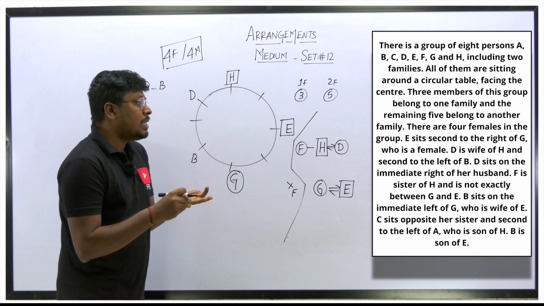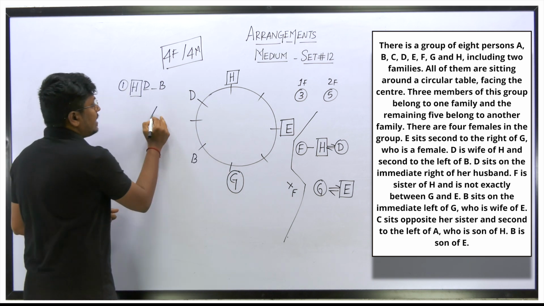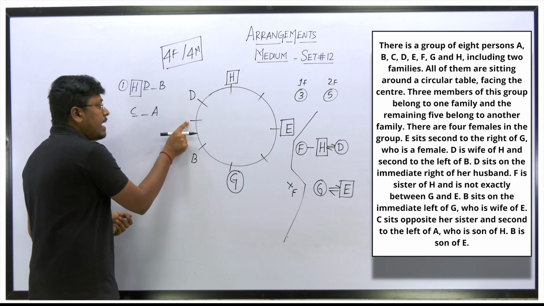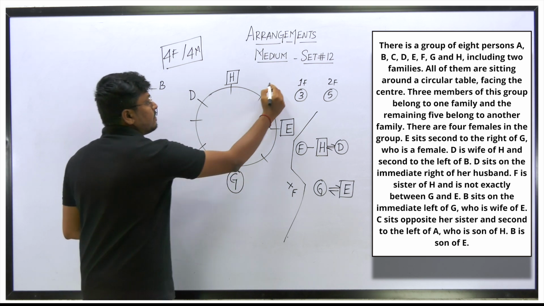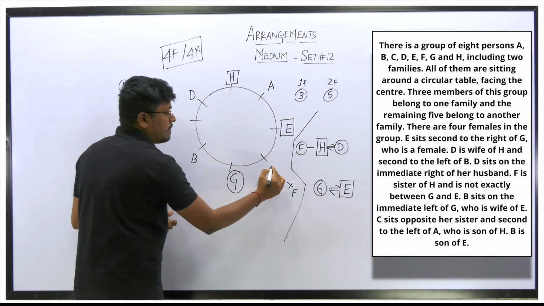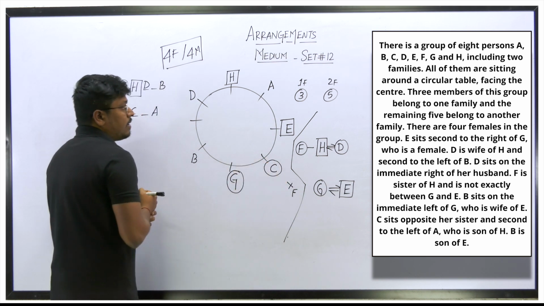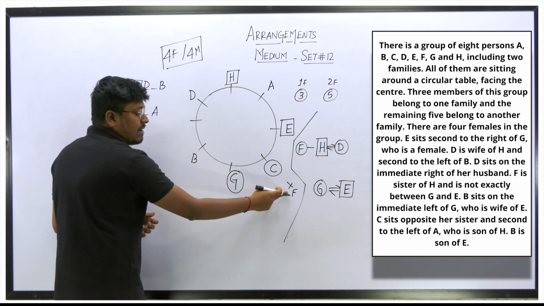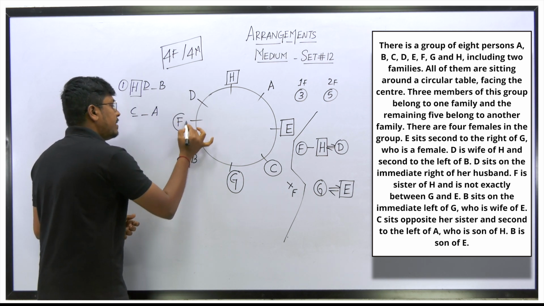But another clue they are saying is second to left of A. So on A's left hand side, at the second place, the person C is sitting. If I fix A here, I can't fix C. So the only chance is that I should fix A here. A's left hand side will be this side, at the second place where C is sitting. We know that C is a female. And what about A? We know that only one letter remains, that is F. So F should be placed here, and we know that F is a female person.